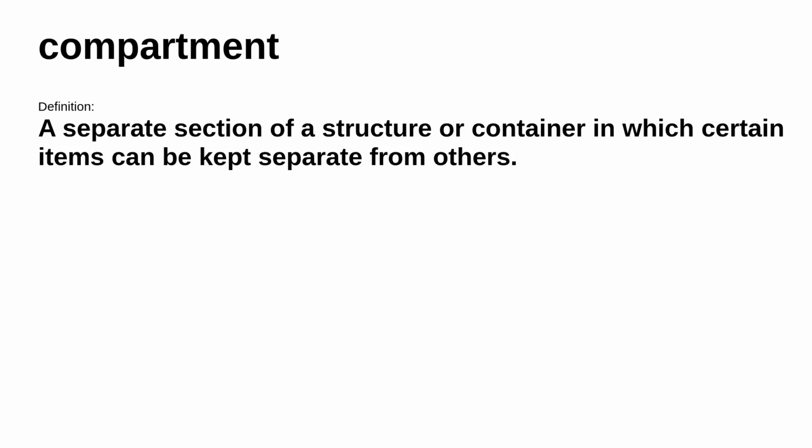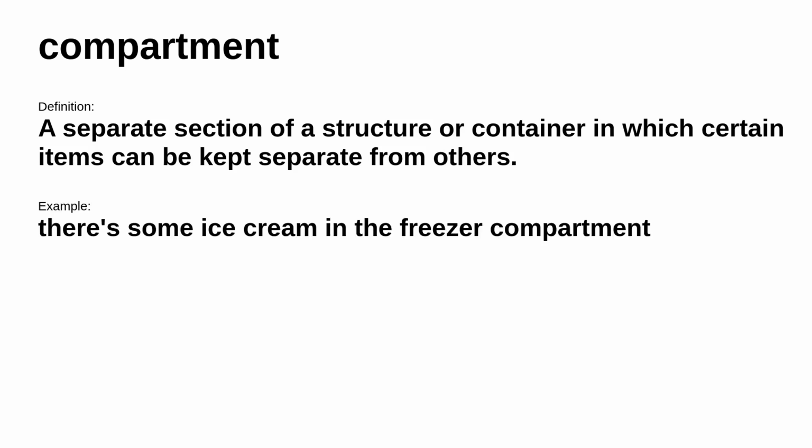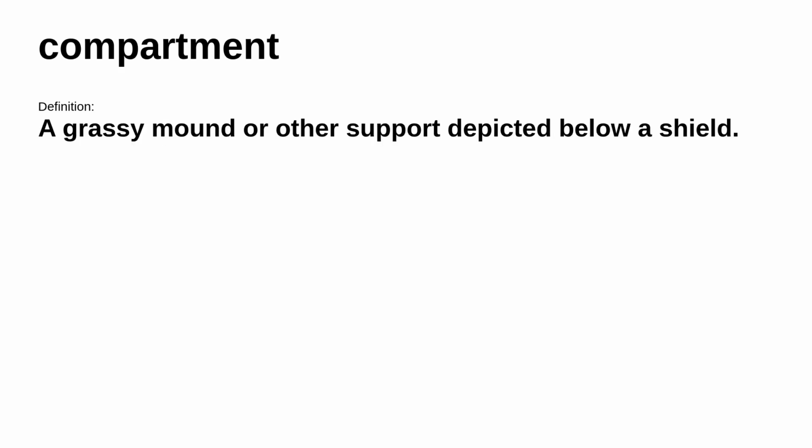Up next. Compartment. It's defined as a separate section of a structure or container in which certain items can be kept separate from others. Consider this example. There's some ice cream in the freezer compartment. However, in a different situation, it means a grassy mound or other support depicted below a shield.